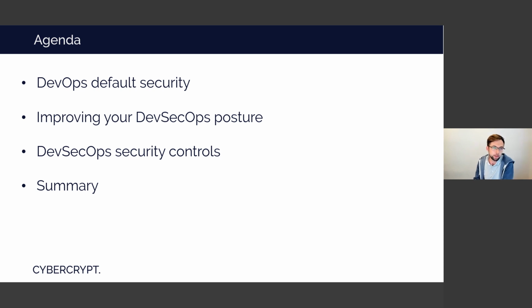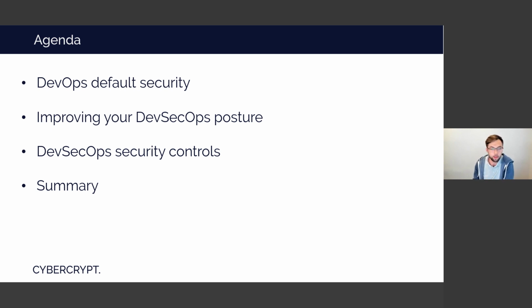So the agenda is that I would like to motivate this talk first. I would like to tell you why I think the subject is important, and it has a lot to do with the default security that is in many of these DevOps technologies. We will look at how you can improve your DevSecOps posture in your organization or company, taking inspiration from some of the tools and frameworks we use internally. And at last, we will show you a hands-on demonstration on how to apply some of these security controls and techniques.